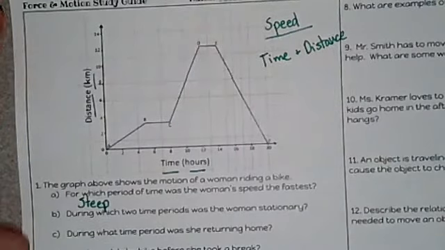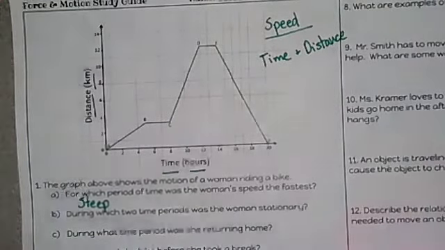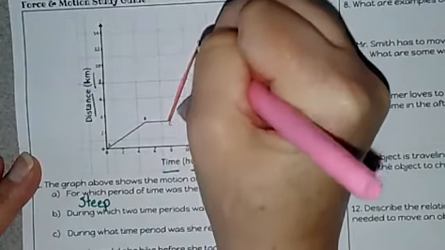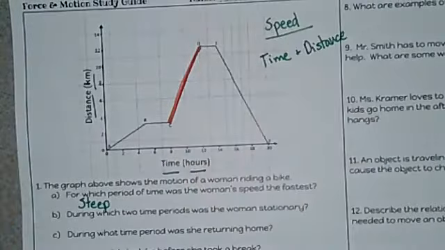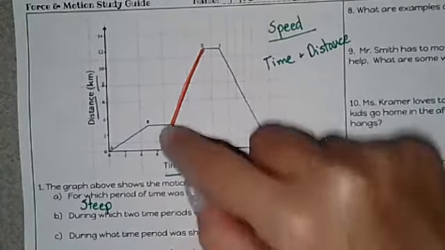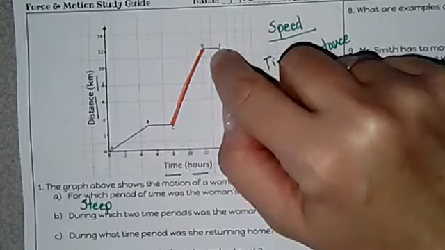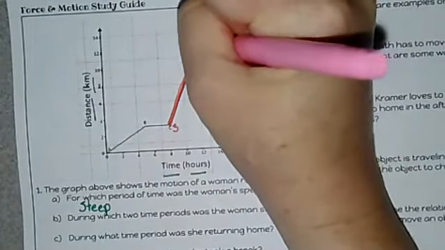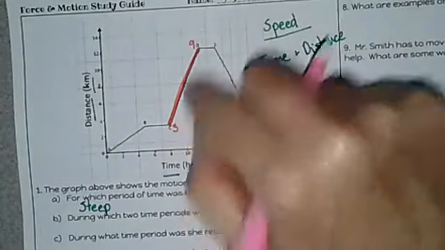Where is the fastest part of this line? I'm going to highlight it in pink. The fastest part of this line is the steepest part of the line. Do it right here. This would be the fastest because from 8 to 12 hours, she went from 3 to 12 miles. So in that time period from C to D, she added 9 miles to her distance.